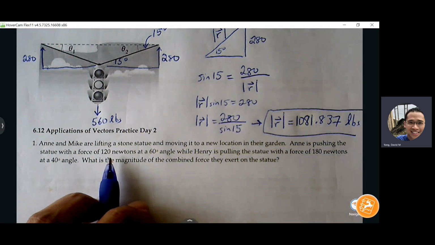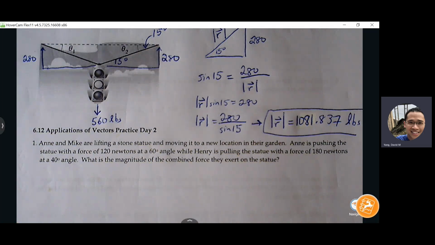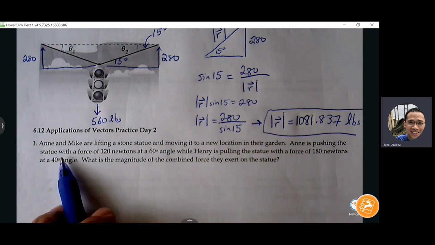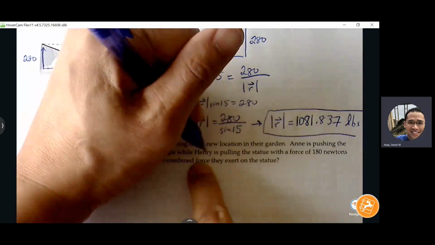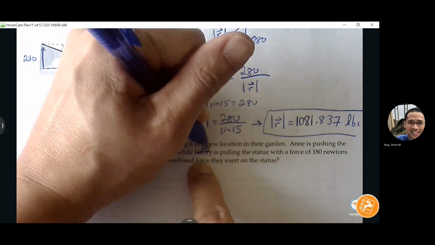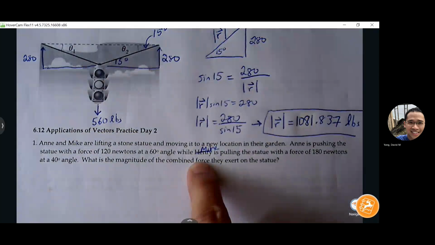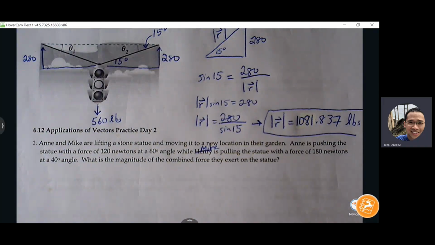Ann and Mike are lifting a stone statue and moving it to a new location. Ann is pushing the statue with a force of 120 newtons at a 60-degree angle. Well, this is meant to be Mike here. Mike is holding the statue with a force of 180 newtons at a 40-degree angle. What is the magnitude of the combined force that they exert on the statue?